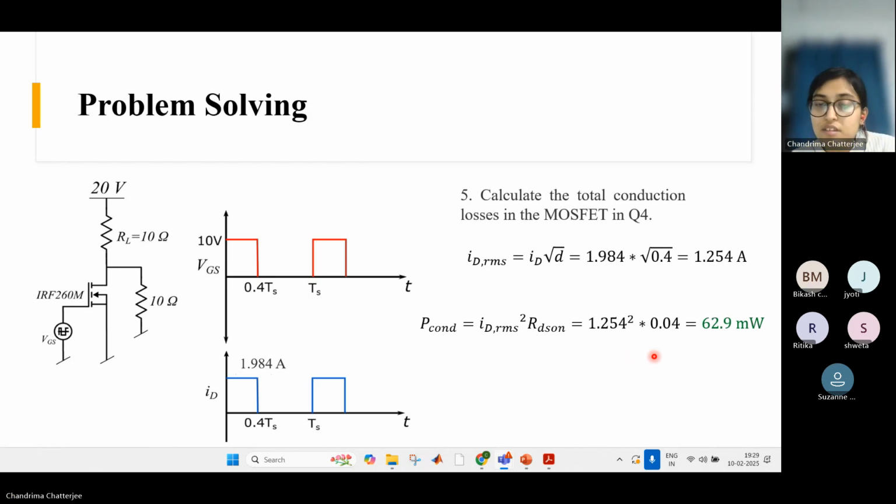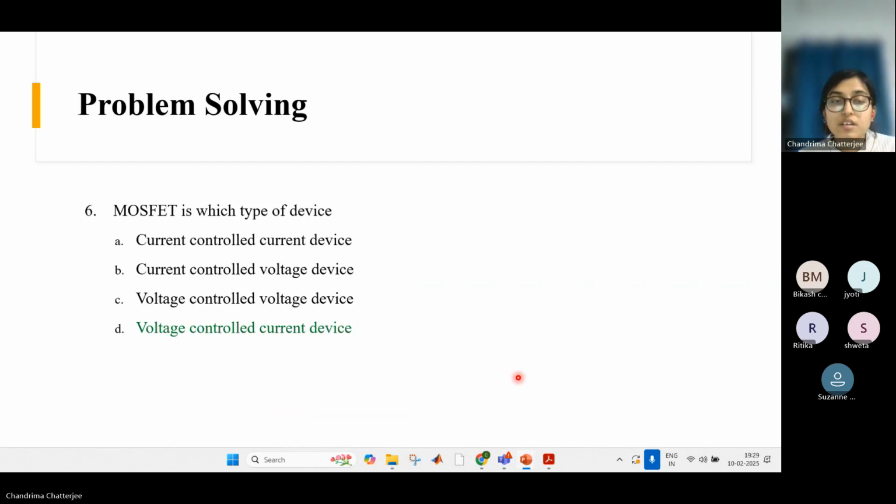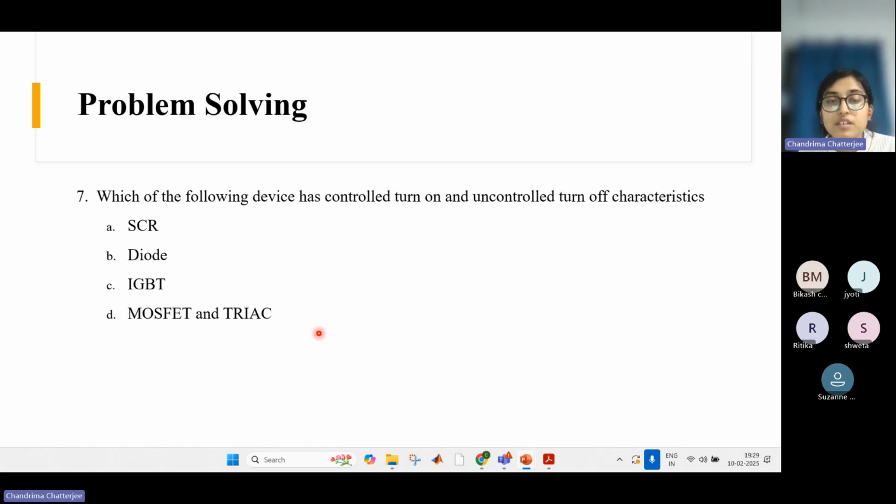Yes, ma'am. Okay. So we already saw this question. Next, we were discussing this question: which of the following device has controlled turn on and uncontrolled turn off characteristics? We talked about SCR, diode, IGBT and MOSFET, but we don't know what is a triac.